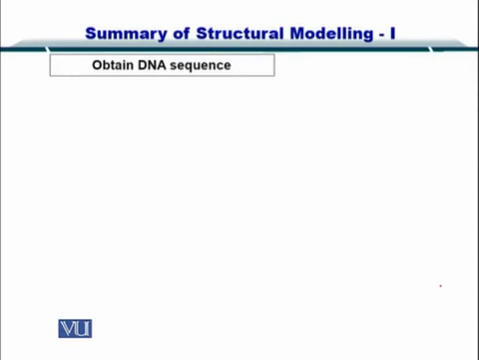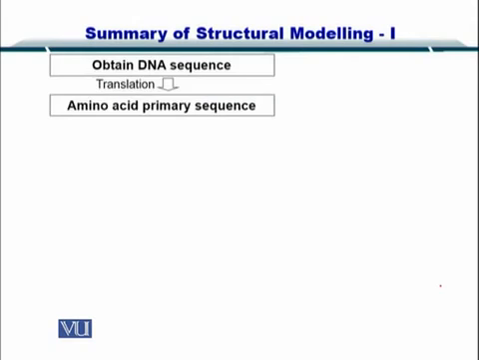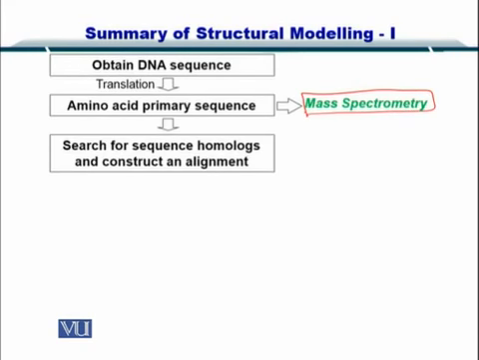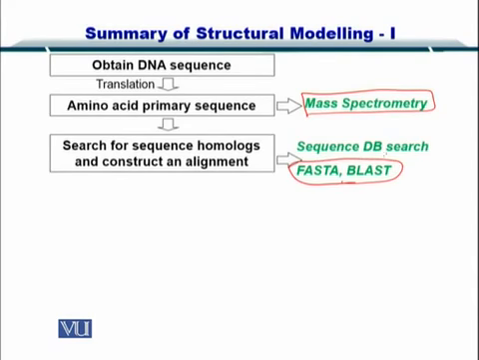So to start with, you obtained the DNA sequence and you translated it into the amino acid primary sequence. If you remember, the proteins had primary, secondary, tertiary, and quaternary structures, and you could obtain the primary sequence using mass spectrometry. Next, you search for sequence homologs and construct an alignment from the database. So this involves BLAST or FASTA, and you have a sequence DB search.